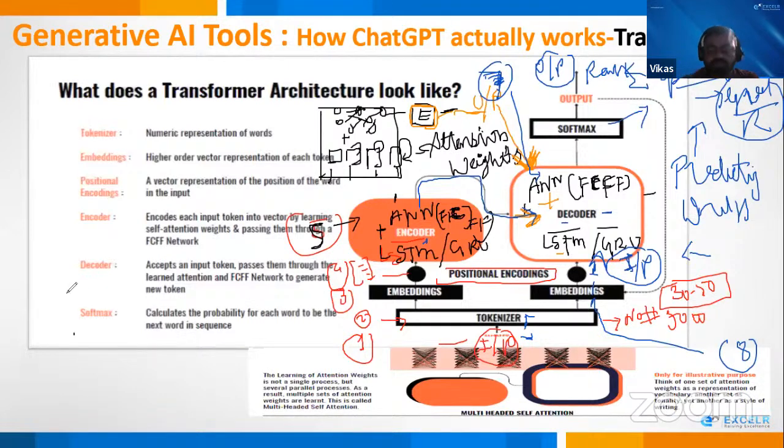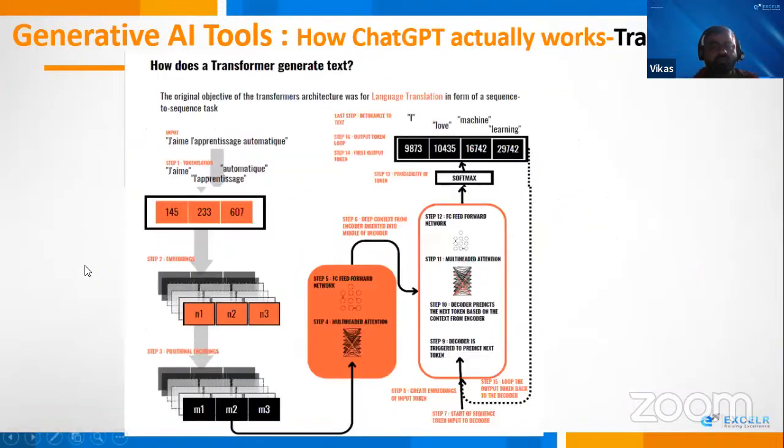So let's take this example. Meanwhile, I'll take you through the example now. What I'm going to pass here, let's try to understand how text actually gets generated using transformers. All right, so let me pass one sentence here as an input. I'll explain in detail whatever things we have seen, what is happening theoretically.